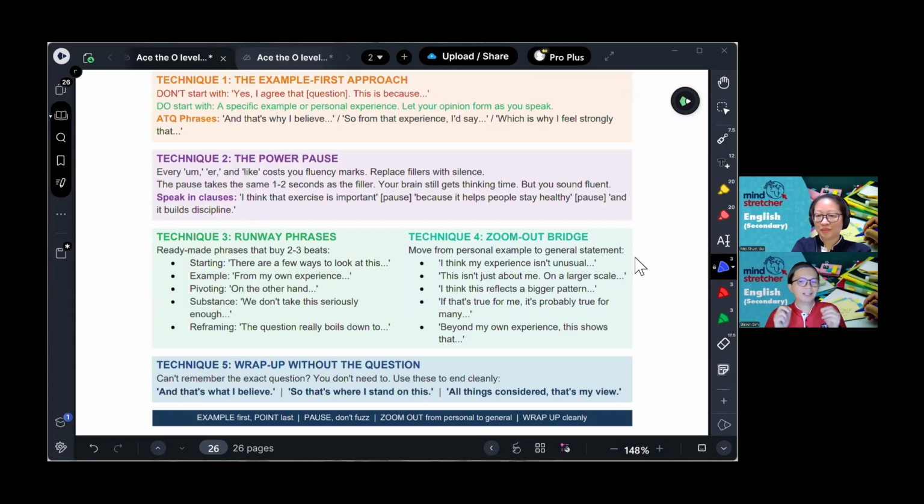I might need to have a zoom out bridge after I've described everything which answers the question. Now I'm trying to break through into band 5. I zoom out and say just a little bit about a related idea. Zoom out, not zoom away. And then towards the end, if I can't remember how to summarize, maybe I can use a wrap-up statement. All things considered, that's my view. Okay, does anybody want to try? I thought I saw somebody's hand going up just now for a very short while.